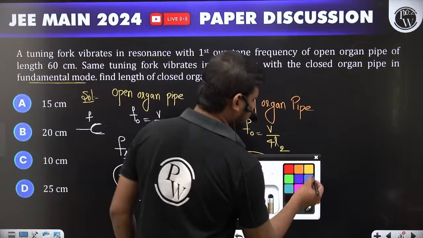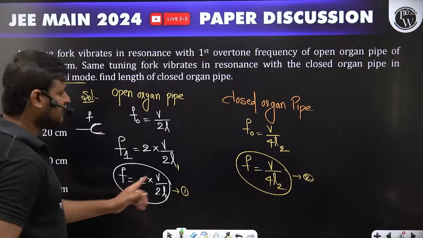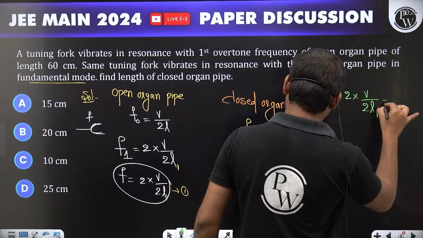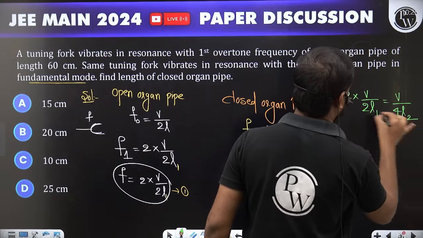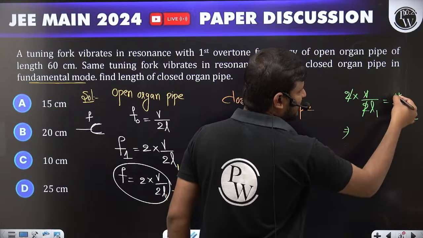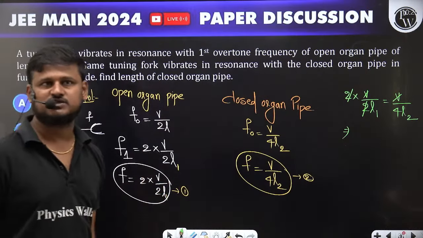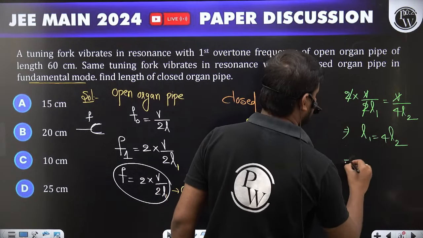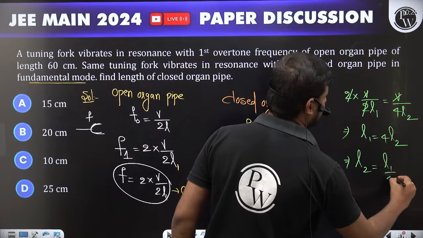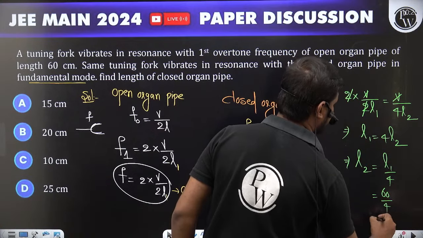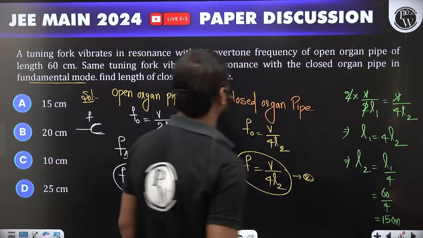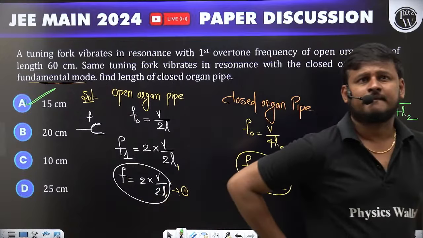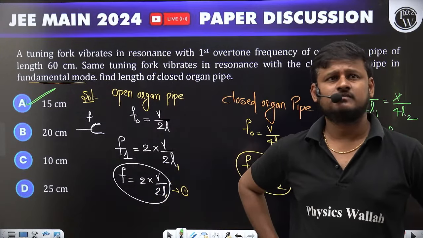Now simply equate these two, f and f. So 2 into v by 2L1 is equal to v by 4L2. Here I can cancel the 2 and 2, and v and v, because in both cases v is the speed of sound. So L1 is equal to 4L2, then L2 will be equal to L1 by 4. L1 is 60, so 60 by 4 is 15 centimeters. So L2 will be 15 centimeters. Done? Clear?